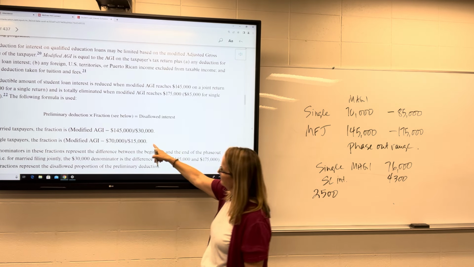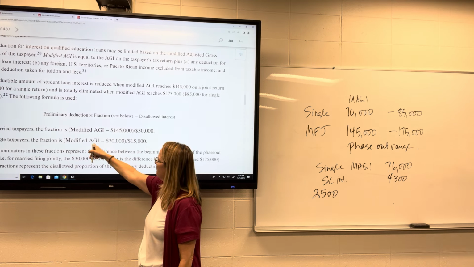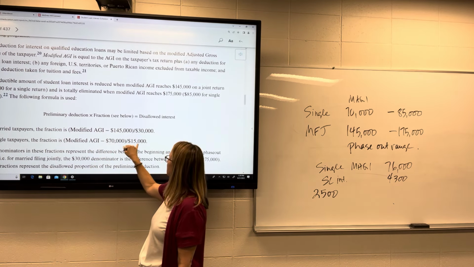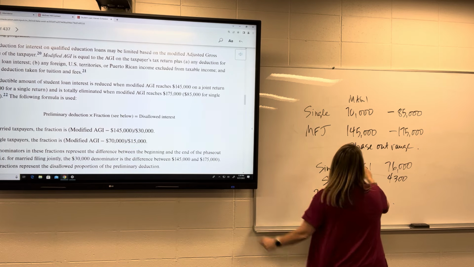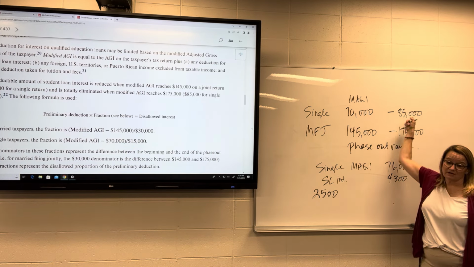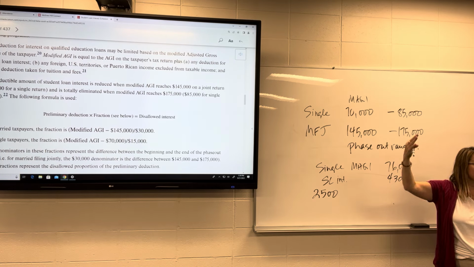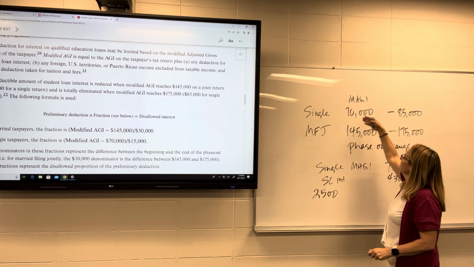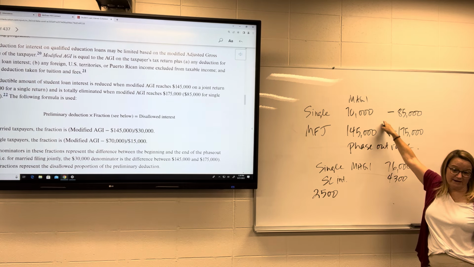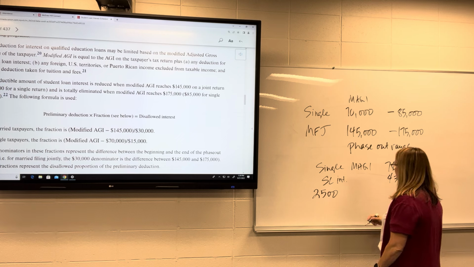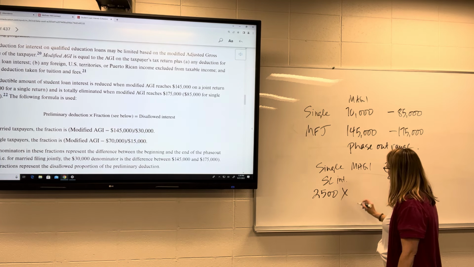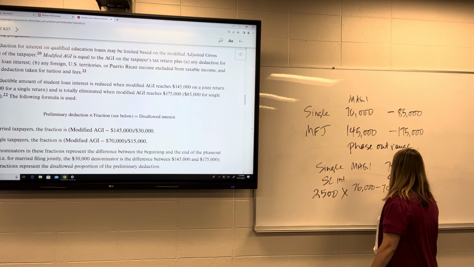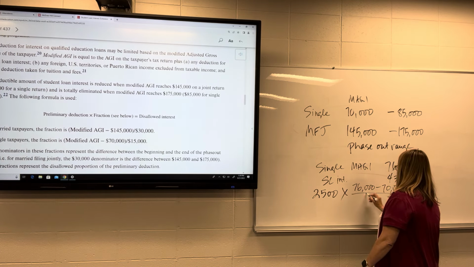times, since they're single, our modified AGI minus 70,000, the lowest number there, divided by 15,000. Where does that 15,000 come in? That's our phase out range here, right? We're essentially looking at the fraction of income that is within that particular range here. So 2,500 times 76,000 minus 70,000 over 15,000.